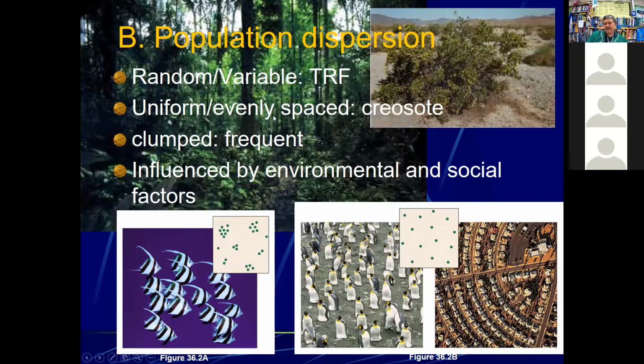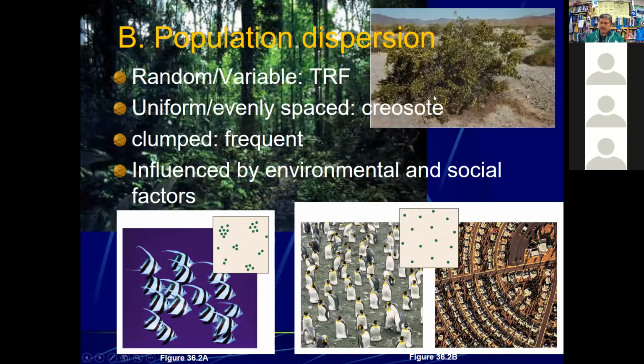Now, when are they evenly spaced, or uniform? That happens when the resources are actually sparse and hard to come by. So if you were to fly from, say, Ontario, California to Las Vegas, Nevada, and look out the window, you will see the desert, and the desert is filled with these bushes here.